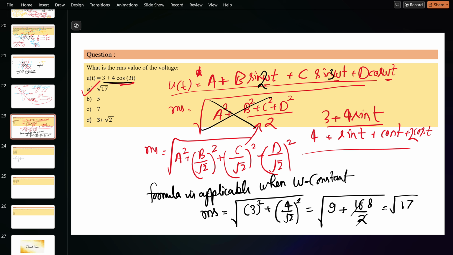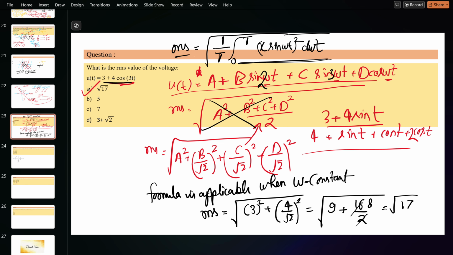Let's move to another problem. When omega is not equal, then how do you solve it? You have to go by the conventional method. Conventional method means the RMS value is 1 by T, root of the integration from 0 to T of, suppose x sine omega t, the whole squared, d omega t. This is the RMS value.